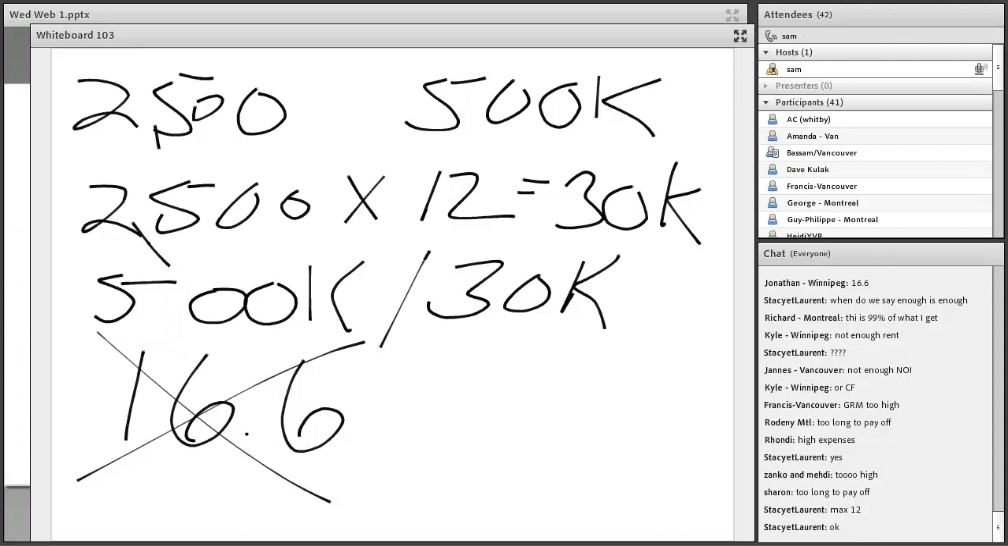And you'll see as you run these numbers, you'll be amazed. The more you run that sheet, the more you understand these metrics and these numbers and what they mean and how important they are to you.